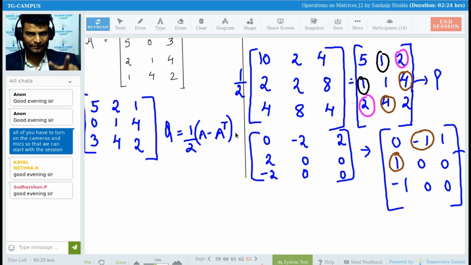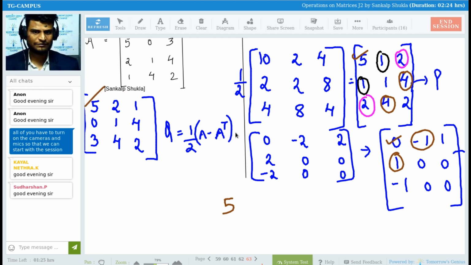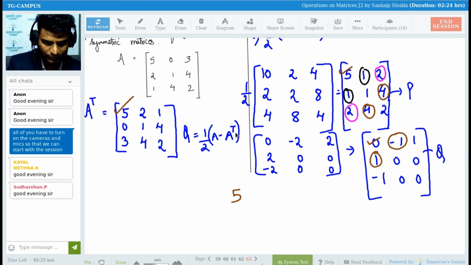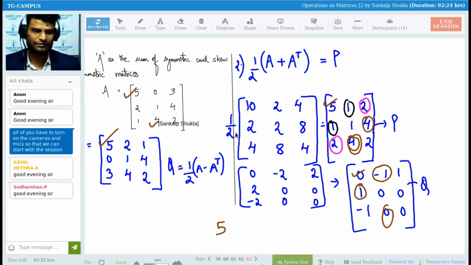Now the second thing that we have to check is that P and Q must add to A. So what is P and Q? 5 plus 0 is what? 5 only. So 5 is the element that we got in A. Yes, we have the first element as 5. Just pick any random element. 4 and 0, so 4. Yes, we have 4 over here. So this is the answer.